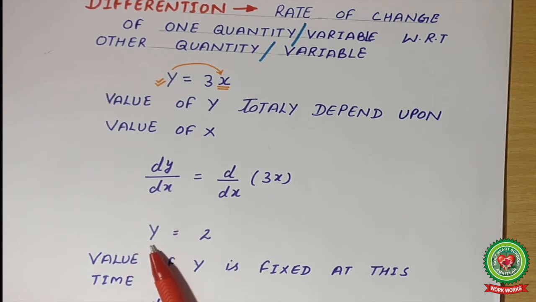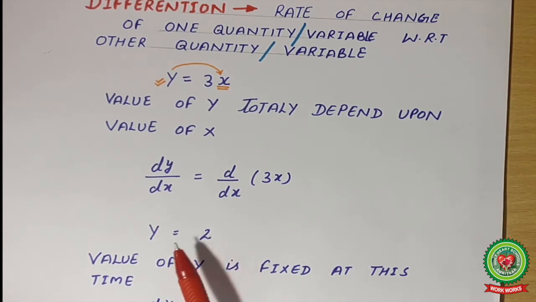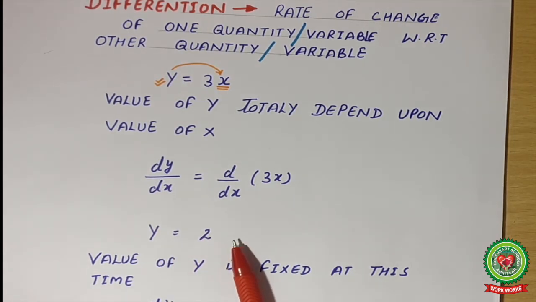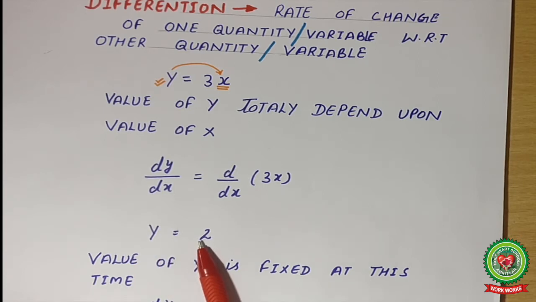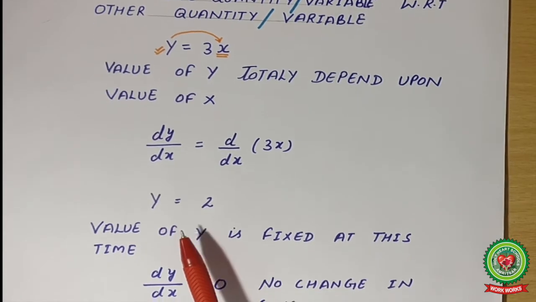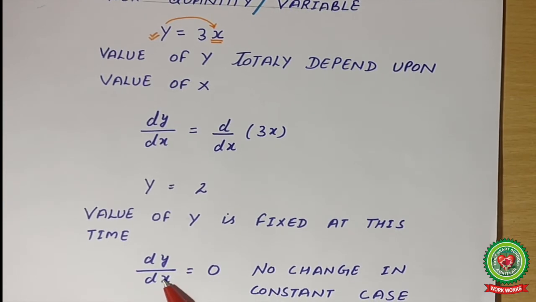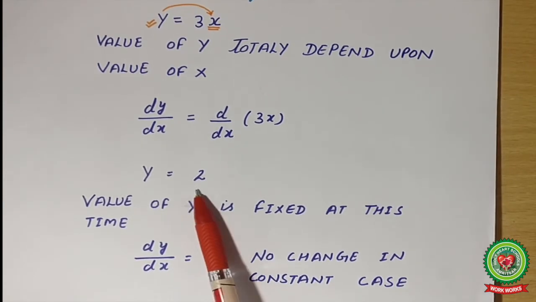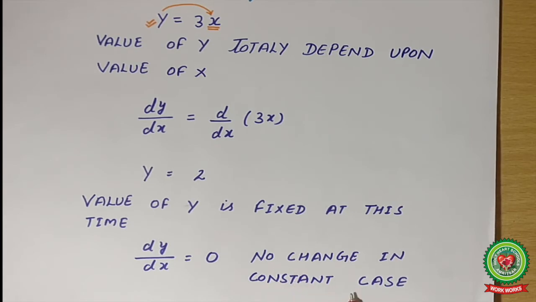If I give one more example, y is equal to 2. There is no variable, which means there will be no change. The value of y is fixed in that case; you can't change any value. That means dy upon dx for a constant, when no other variable is there, is 0. For a constant, differentiation is 0.